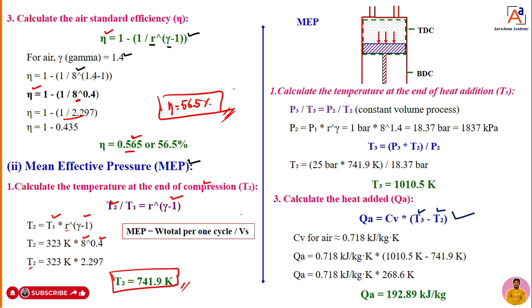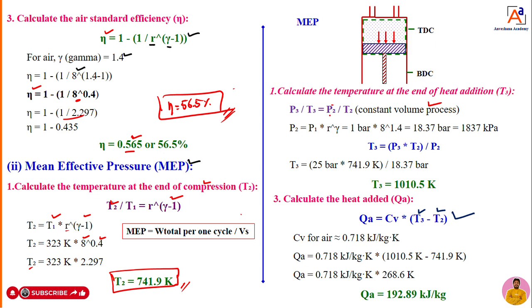Similarly, I will try to calculate the value of what? T3. At point 3, T3 is also not given. I will calculate that when we are adding heat at constant volume. That can be calculated with the help of this equation: P3 by T3 is equal to P2 by T2. It is a constant volume process. When it is a constant volume process, we have the relation P3 by T3 is equal to P2 by T2. Now I will modify this equation.